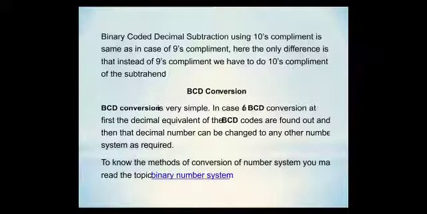Next, binary coded decimal subtraction using tens complement is the same as in the case of nines complement. The only difference is that instead of nines complement, we have to add the tens complement of the subtrahend. Finally, BCD conversion. Here it is very simple. At first the decimal equivalent of the BCD codes is found out, and then that decimal number can be changed to any other number system as required.